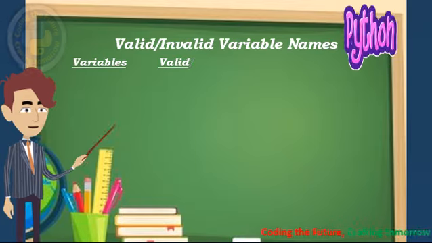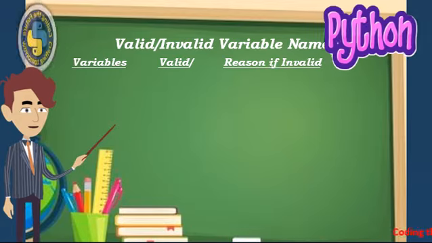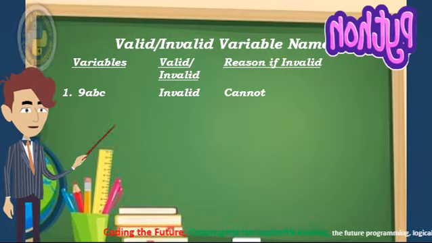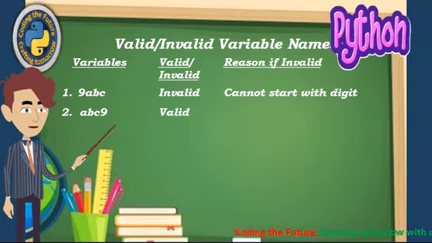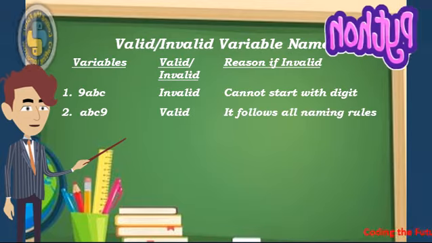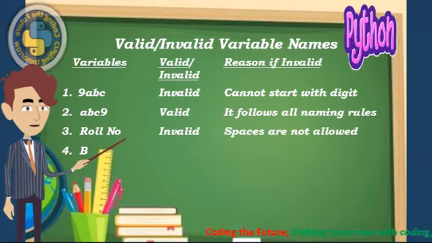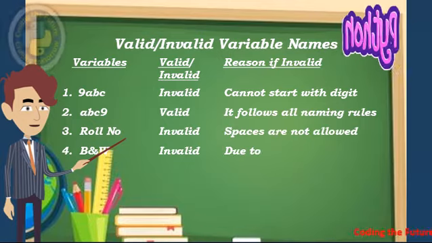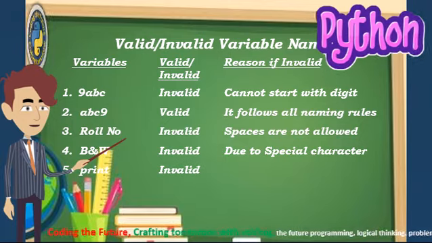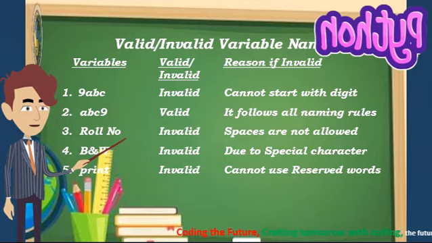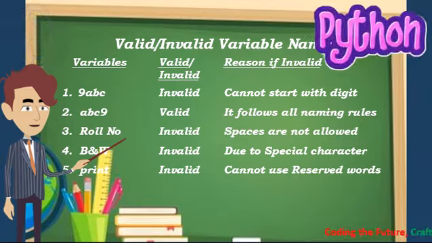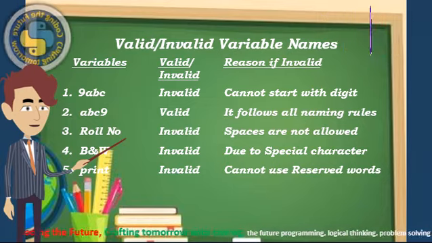Valid and invalid variable names. Number 1. 9ABC. It is an invalid variable name because a variable name cannot start with a digit. Number 2. ABC9. It is a valid variable name. It follows all naming rules.